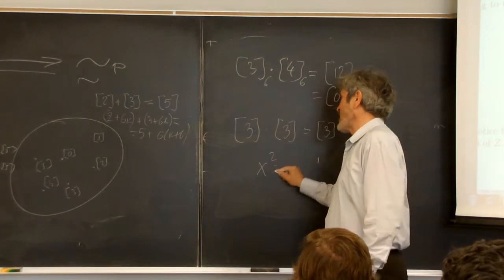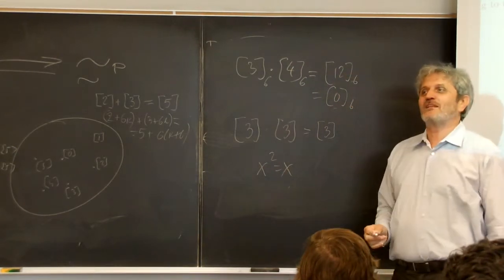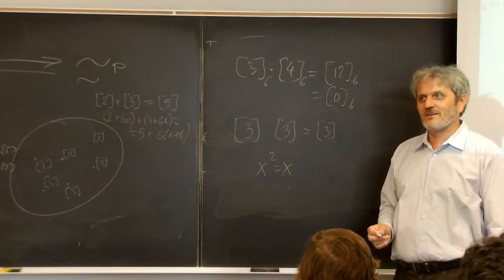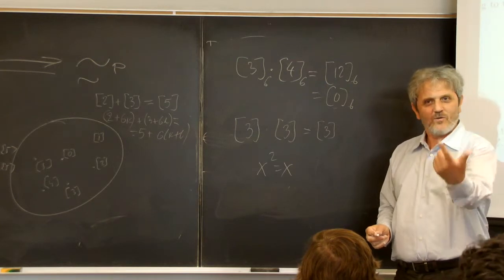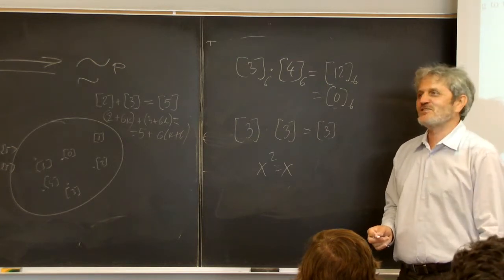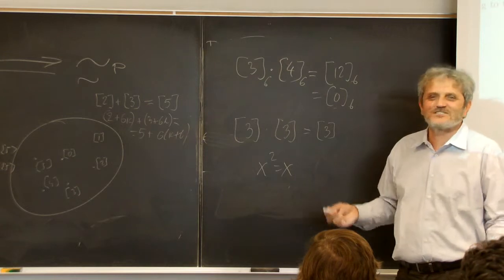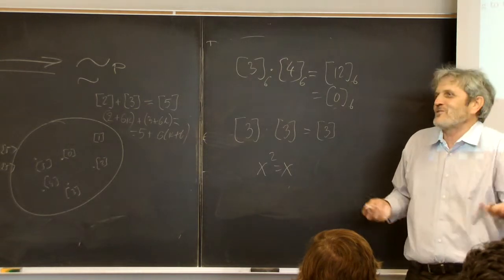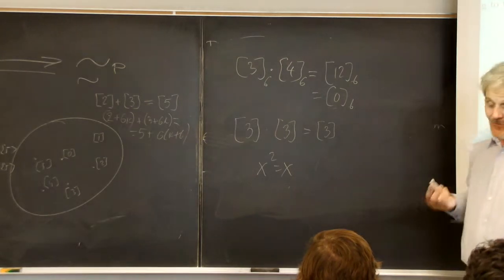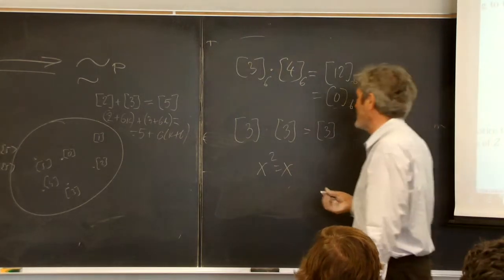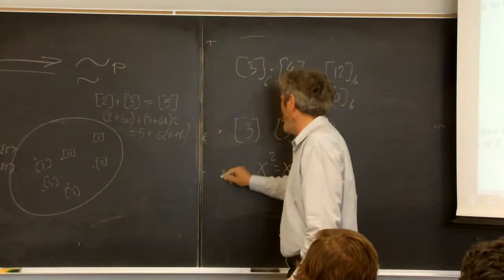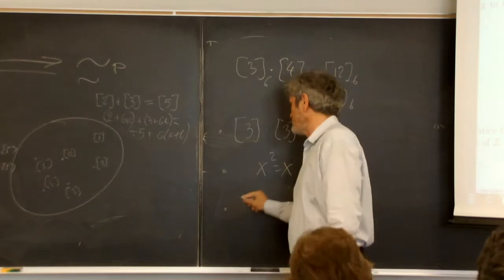The equation x squared equals x normally has solutions 0 and 1. Here it has solutions 0, 1, and who else? 3. Suddenly you have some very strange algebra, a little different from anything you saw before. And for a good purpose, this has very nice application. So for example, what else?